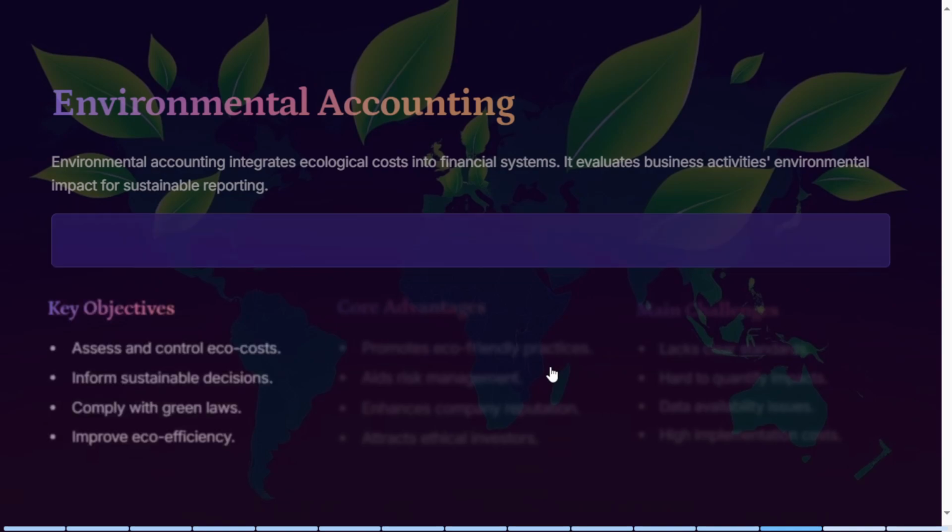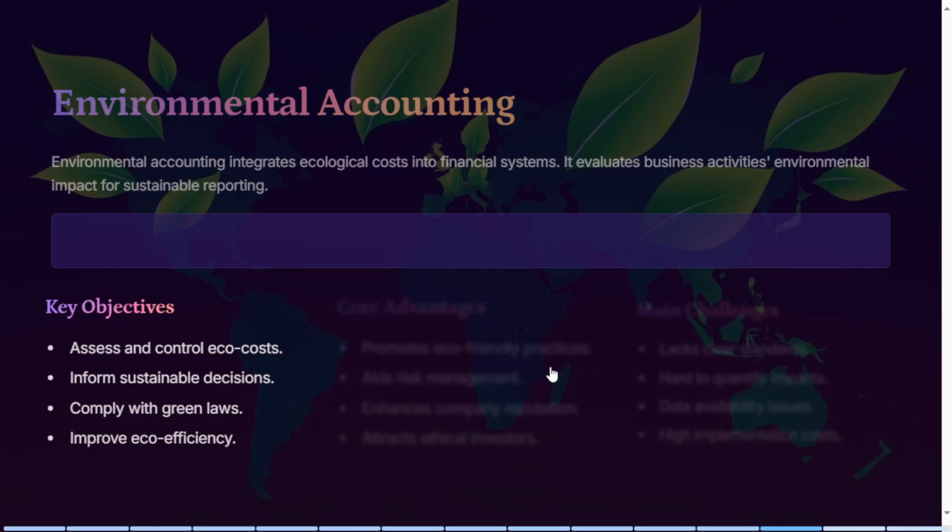The key objectives: first, assess and control eco costs. Identify and measure the true environmental cost of business operations: pollution cleanup, resource depletion, waste management. Inform sustainable decisions: provide data to help management make environmentally responsible business decisions. Comply with green laws: meet increasing regulatory requirements for environmental reporting and compliance. Fourth, improve eco-efficiency. Find ways to reduce environmental impact while maintaining or improving profitability.